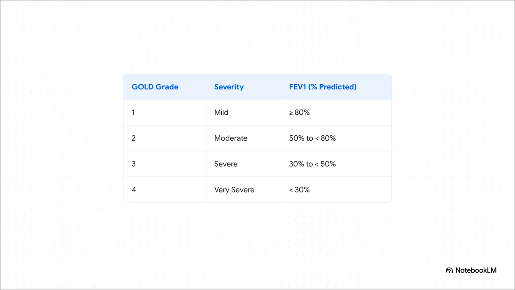So the traditional way we've always graded the severity of the airflow problem is with these GOLD grades you see here. This is based purely on one number, that post-bronchodilator FEV1 as a percent of what we'd predict for that person. It just gives you a simple snapshot of their lung function from mild all the way to very severe.